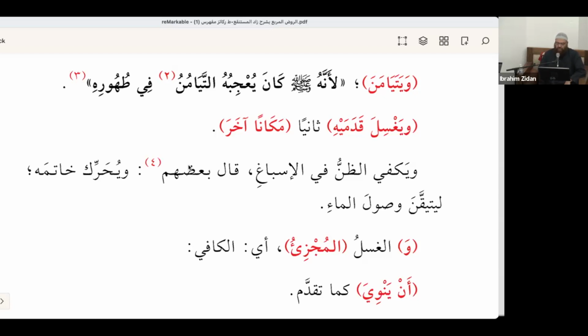ويتيمم. ويغسل قدميه ثانيا مكانا آخر. Now after that, after he finishes the ghusl, he washes his two feet, ثانيا, a second time, مكانا آخر, in a different, separate place. And there's some hadith where the Prophet ﷺ would wash his feet after he finishes. This is to remember that. But if a person doesn't, the wudu is valid, or the ghusl is valid.